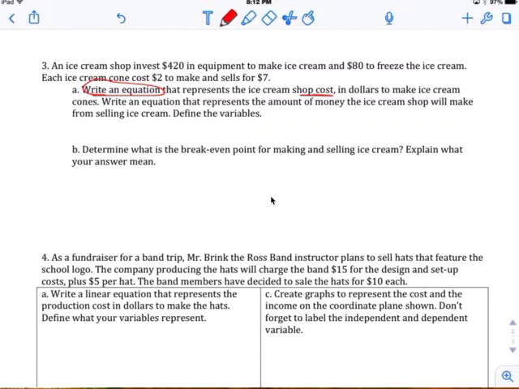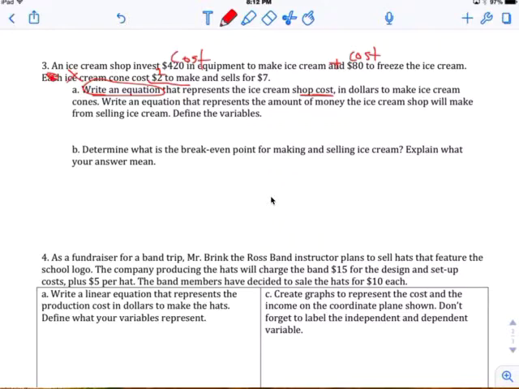Okay, the ice cream shop invests $420, this is a cost because they invest in it to make ice cream, and that means plus $80 to freeze the ice cream. This is cost. I need to go get some ice cream. Yum. Each ice cream will cost this much to make. So $2 to make each ice cream times the number of ice cream. So write an equation for the cost in dollars.